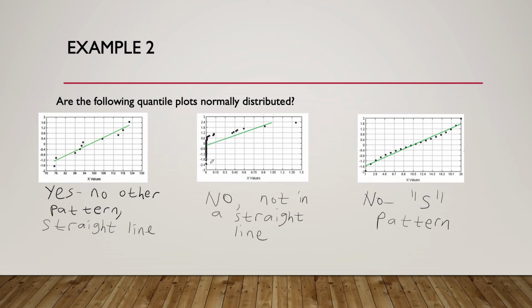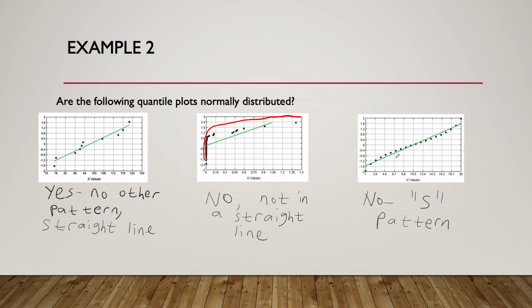This one, mind you, has a bit of a pattern here. It starts off small, but then increases here to the right. And so because of that, that is definitely not a straight line pattern, and as you can see, a lot of data points are outside of this line. So no, it's not normally distributed.